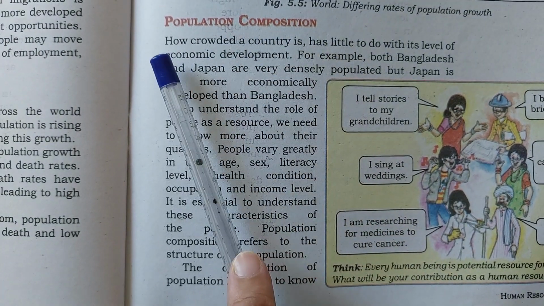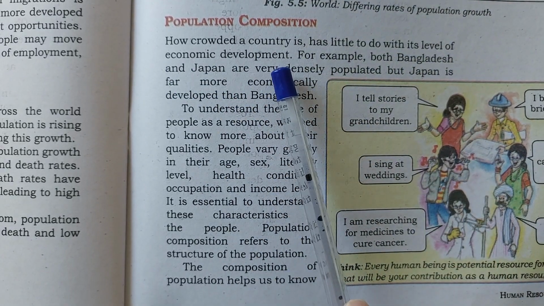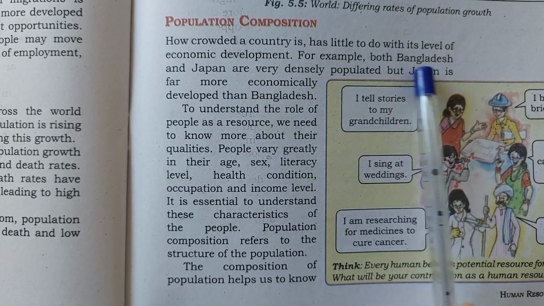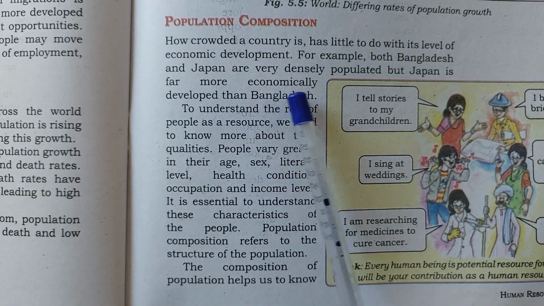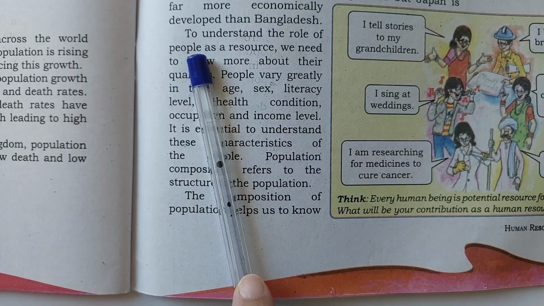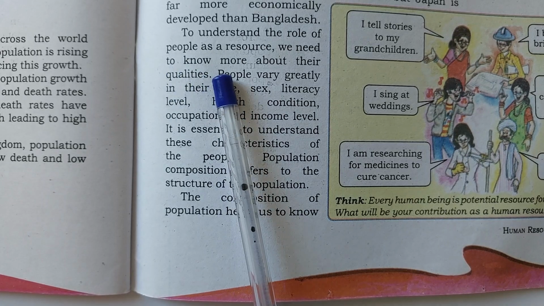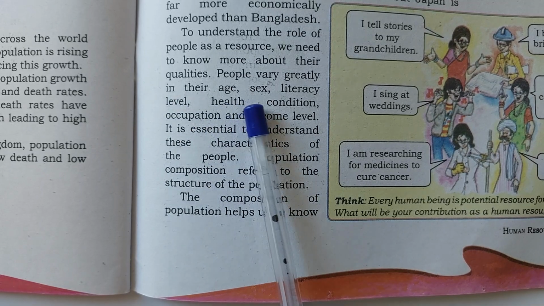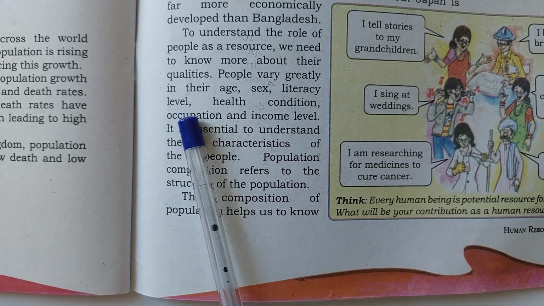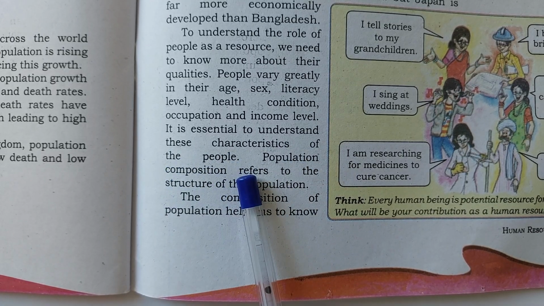Population composition. How crowded a country is has little to do with its level of economic development. For example, both Bangladesh and Japan are very densely populated, but Japan is far more economically developed than Bangladesh. To understand the role of people as a resource, we need to know more about their qualities. People vary greatly in their age, sex, literacy level, health condition, occupation, and income level. It is essential to understand these characteristics of the people.